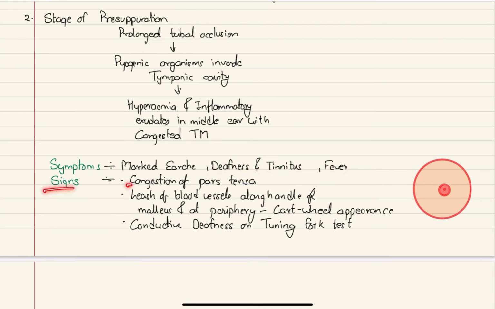Signs include congestion of pars tensa, which is also a part of tympanic membrane, and engorgement of blood vessels along the handle of malleus and at the periphery of the tympanic membrane will give it a cartwheel-like appearance. So there will be dilated blood vessels around the handle of malleus, which lies in the center of the tympanic membrane, and also the vessels will get dilated around the periphery, which will give it a cartwheel-like appearance. And again, at this stage, when we do the tuning fork test, there will be conductive deafness.